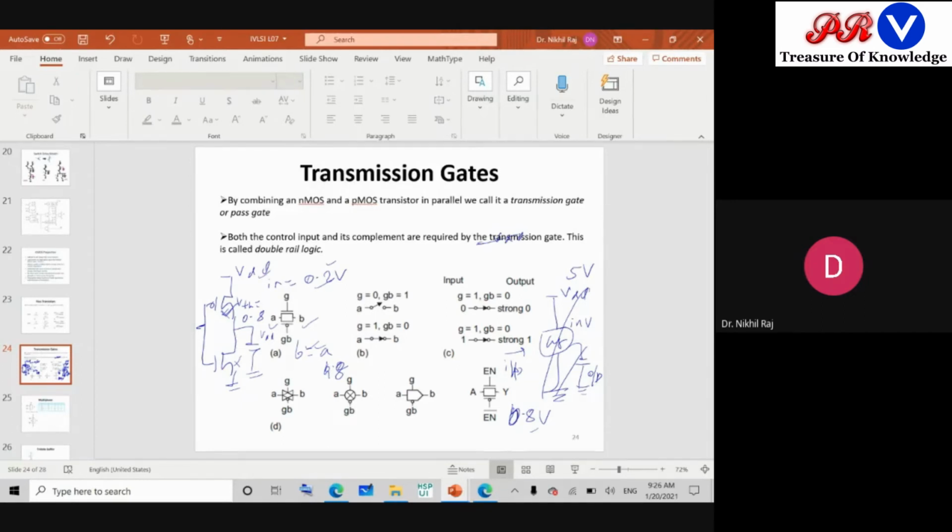But in the transmission or pass gate, there can be chances that we get a degraded output. So that's why we always try to prefer CMOS logic. Then the question comes: if CMOS is dominating everywhere, why are we studying pass and transmission gates? Pass and transmission gates actually save chip area.